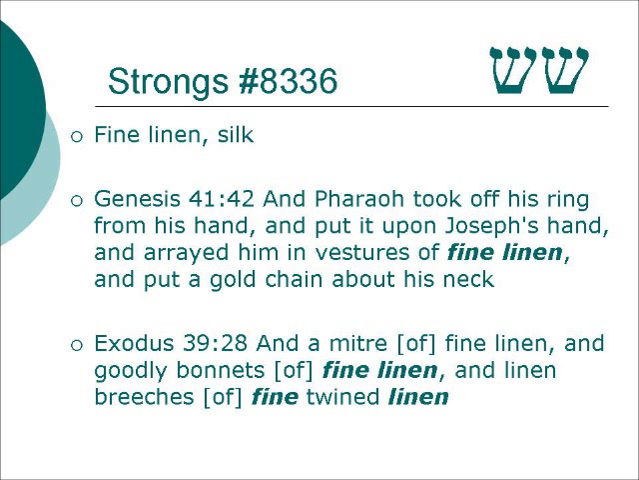Shesh has another few meanings, which sometimes etymologists, people who discover the history of words, say comes from a foreign word, but I think we will see how all these things are connected. So shesh is also fine linen, or sometimes it's called silk. The silk they're talking about is not from silkworms as we know them, but from a marine animal, a mollusk, where they pull out fine fibers and twist it into thread also. Genesis 41:42, and Pharaoh took off his ring from his hand and put it on Joseph's hand and arrayed him in vestures of fine linen and put a gold chain about his neck.